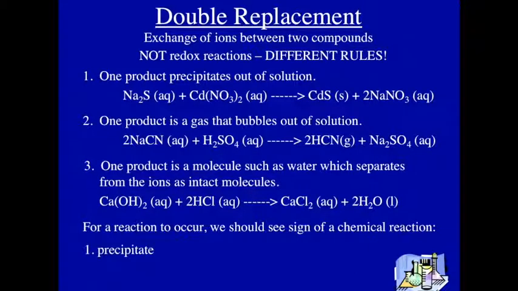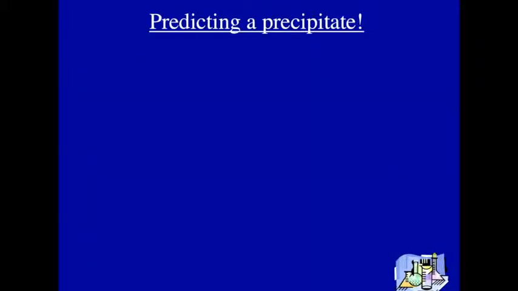So in the first reaction, we do see a precipitate forming, our solid cadmium 2 sulfide. Second one, we have a gas bubbling out, our hydrogen cyanide. And in the third one, while we don't see anything precipitating or becoming a gas, this would actually cause a change in the heat of the overall system. Some water formation reactions are exothermic, some are endothermic. Sometimes the temperature goes up, sometimes the temperature goes down. But in any case, you will see a change in temperature, which is a definite sign of a chemical reaction.